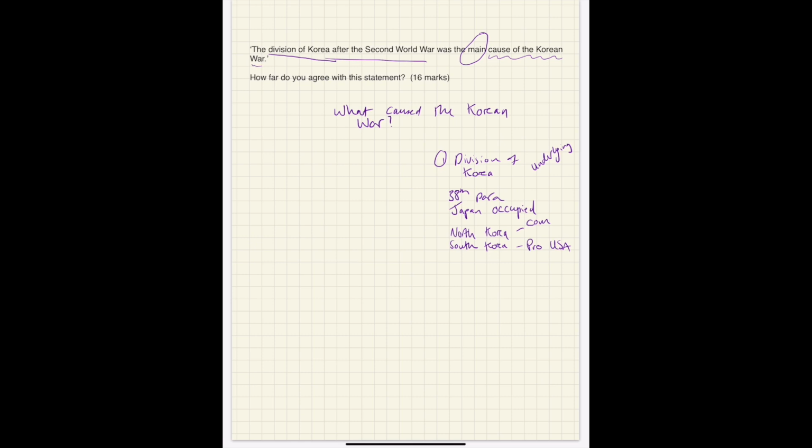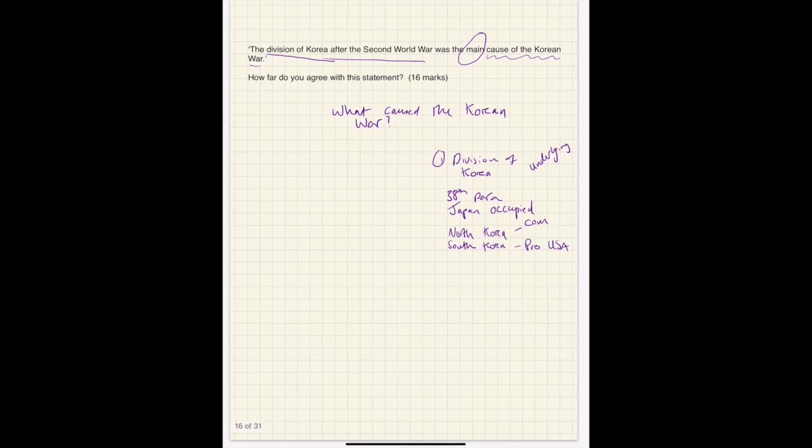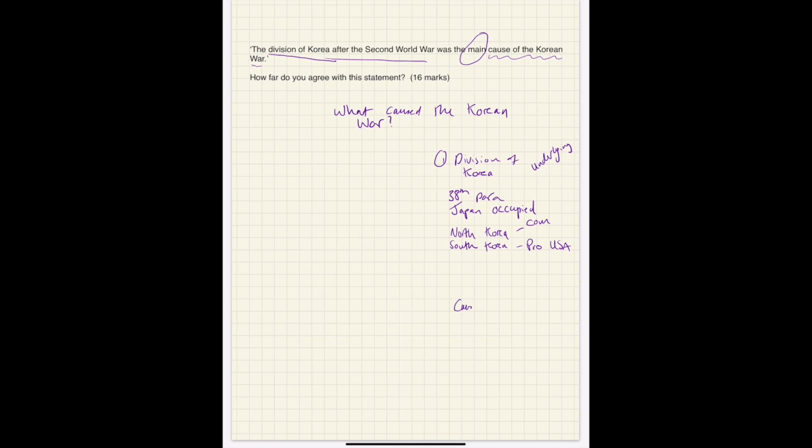So let's think about it. Cheeky little mind map. What were the causes of the Korean War? Okay, so let's just have a think. So other causes, and we're going to choose our favorite one. Other causes, we could say, oh gosh, the Cold War. That was definitely a cause, right? So the clash of ideas. We had competing ideologies.